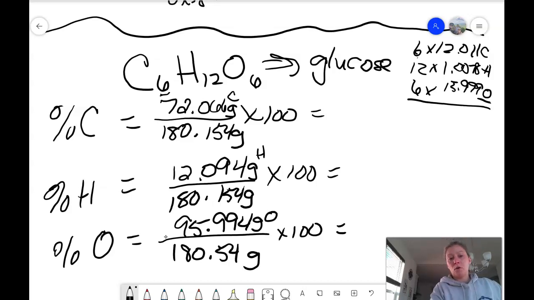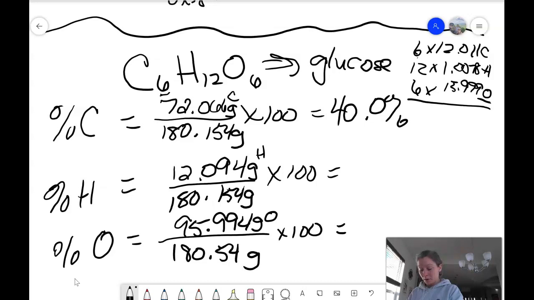Now, part of the whole. For the carbon, I'm going to take that 6 times 12.011 and divide that by the total, 180, times 100, to get my percent carbon. So 72.066 divided by 180.154. You get about 40%.